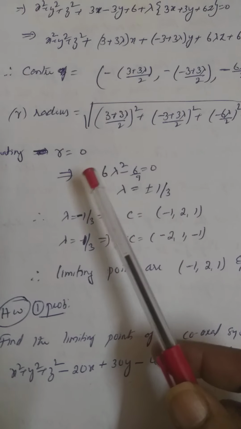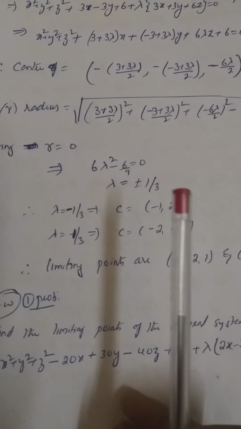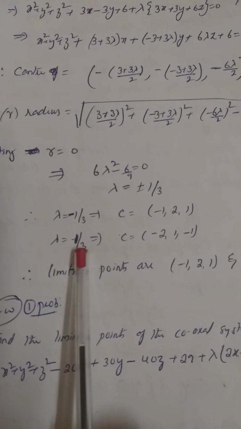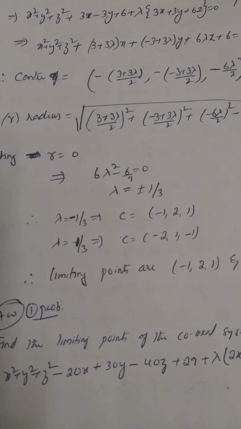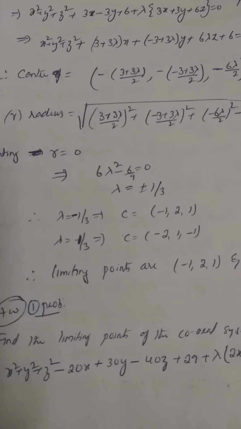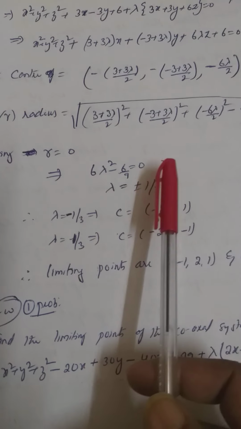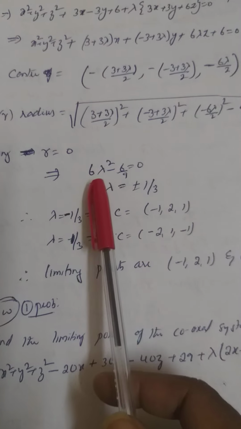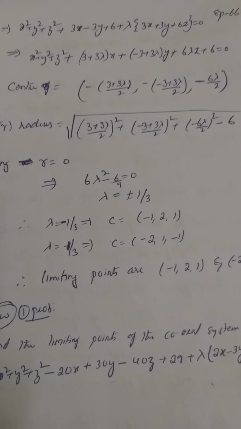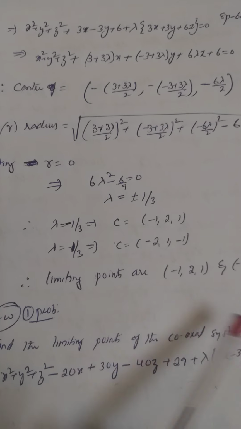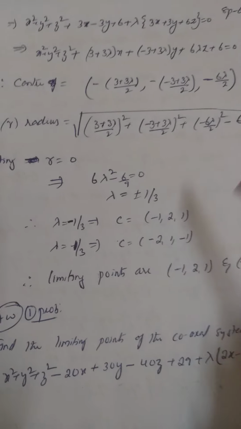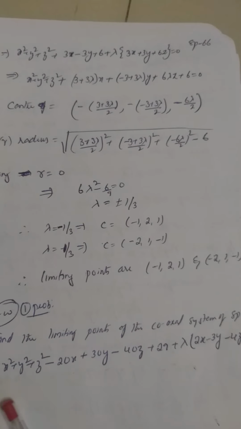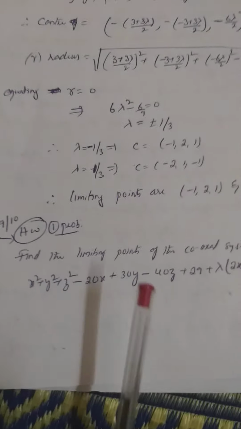Now after getting the radius, we have to equate this radius to 0. From here we are getting the value of lambda. Lambda is equal to plus or minus 1 by 3. Six lambda square minus 6 by 9 is equal to 0. Six cancels. Lambda square is equal to 1 by 9. Lambda is equal to square root of 1 by 9, that is plus or minus 1 by 3. Now first lambda is equal to minus 1 by 3 and then lambda is equal to 1 by 3. If you substitute, you will get 2 points. Those 2 points are called limiting points of the given system. This is a homework problem.